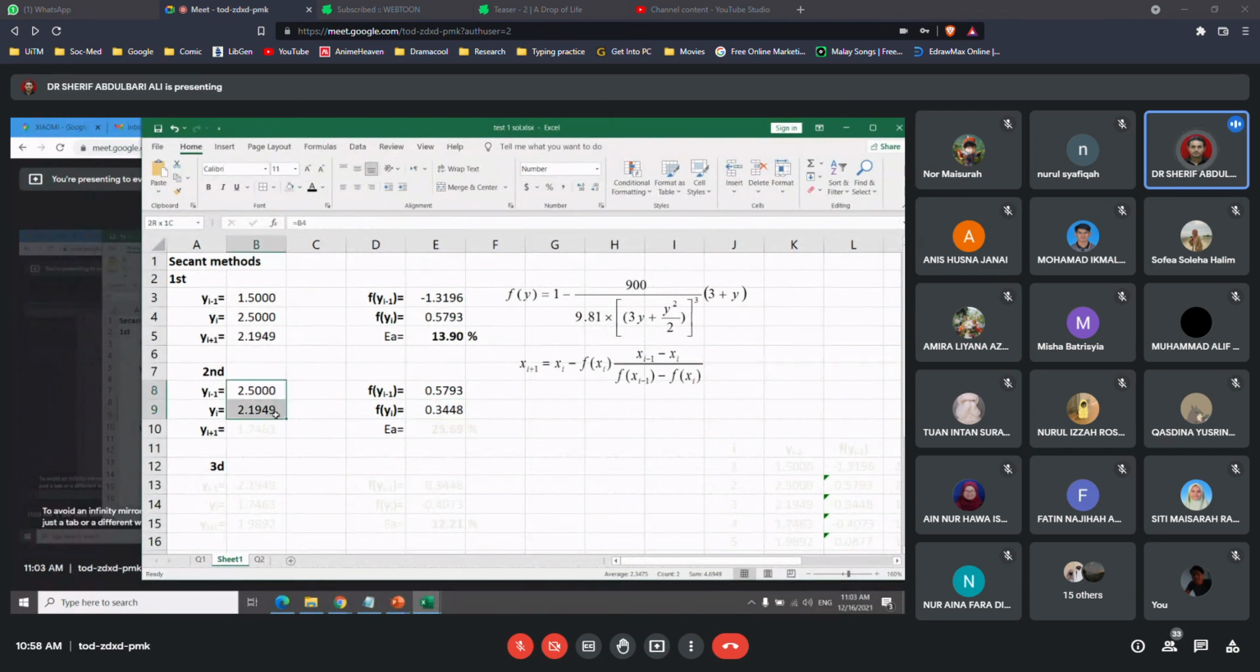And again, you are going to put these four values inside the second method to get the answer of the new value of y, which is 1.7463. And calculate the error: new value minus the old value over the new value is 25.16%.